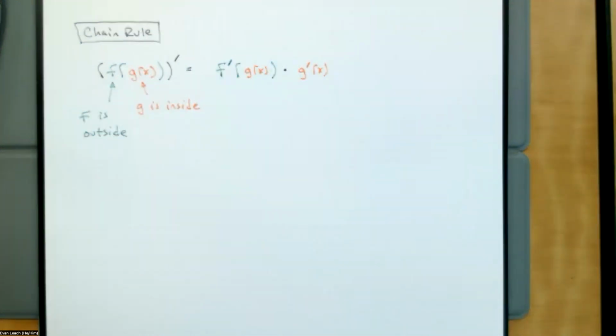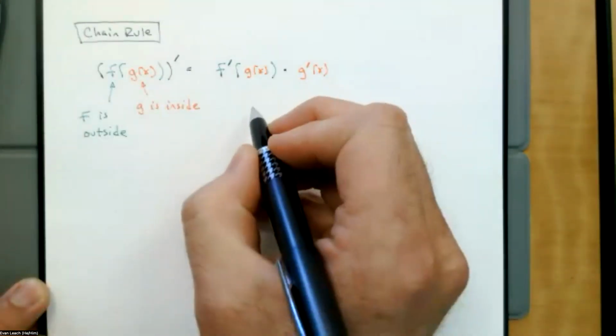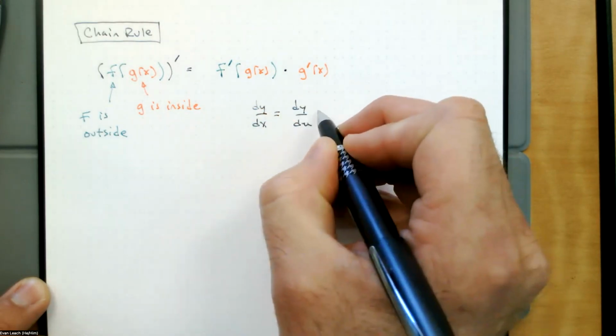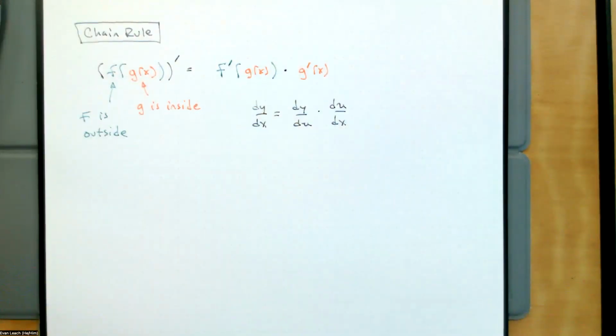This is not the only way we'll encounter the chain rule. We might see it if we have dy dx, we say dy dx is dy du times du dx. So let's see some examples of this.